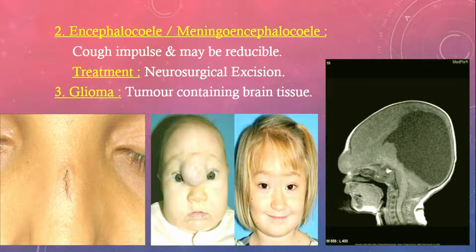A glioma is a tumor which contains brain tissue, and it may present as an external swelling over the nose. So one must be very careful about these kinds of swellings, because swellings in children, especially infants or neonates, may be the sign of internal communication or a tumor which is in communication with the brain intracranially. So one must be very careful in these types of swellings.